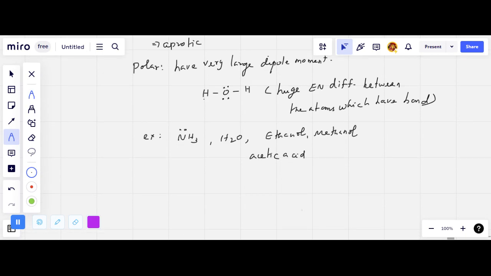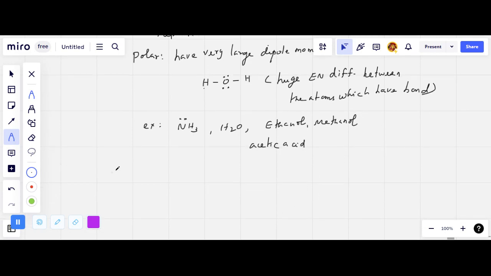Okay, so polar because they have a large dipole moment because of the huge electronegativity difference between the atoms. Okay, so this is polar. Now in polar we saw two types, protic and aprotic. What is protic?